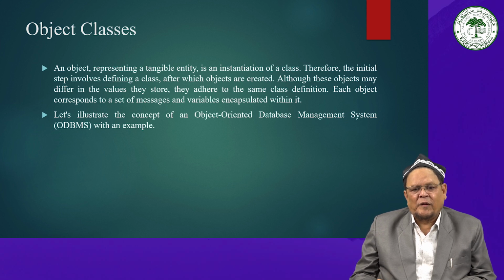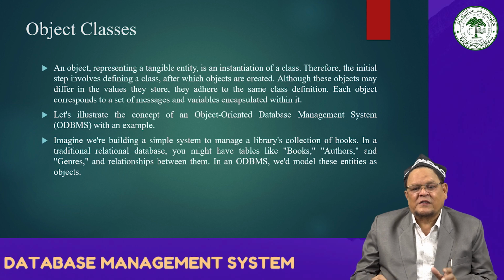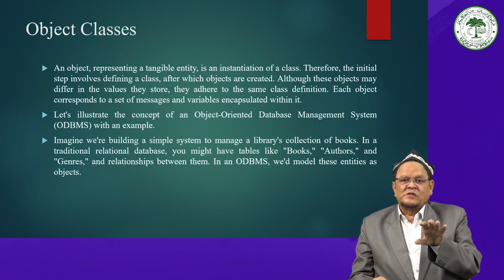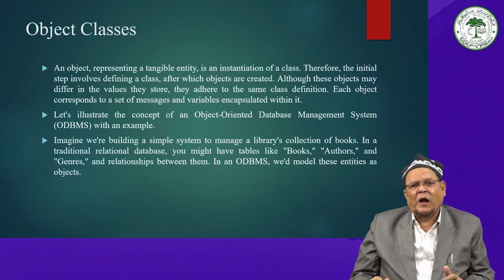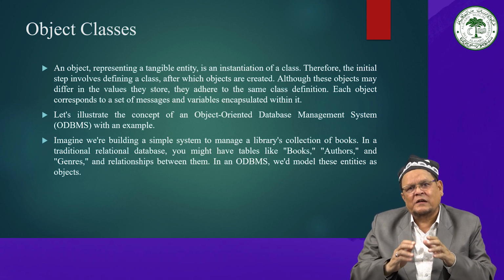Let's illustrate the concept of an object in a database management system with an example. I have taken an example you can see on the screen. Imagine we are building a simple program system to manage a library collection of books. In a traditional relational database, you might have tables like books, authors, journals, and the relationships between them. In an ODBMS, we model each entity as an object. Here, in this example, there are three objects: books, author, and employee. There are two types of employee: teaching employee and non-teaching employee. We can divide them into two objects.